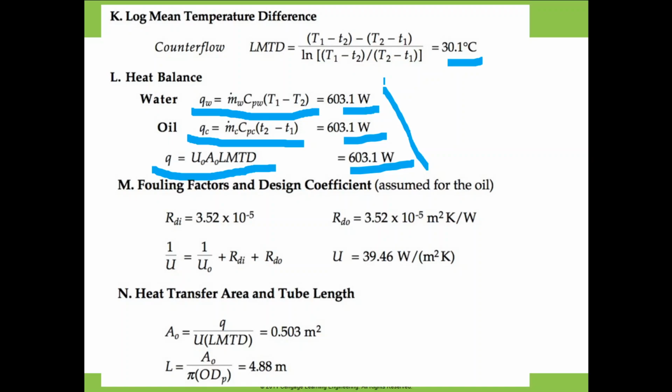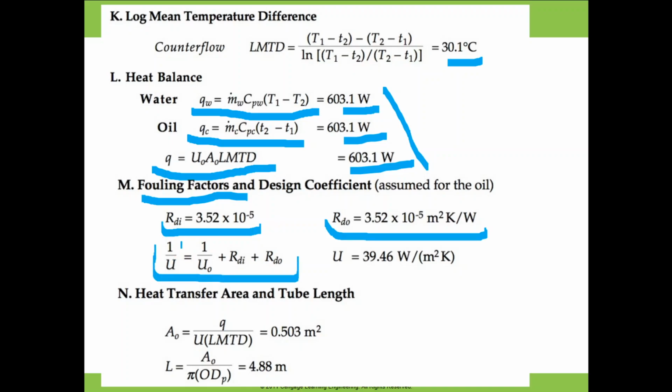Remember that until now we have not taken any fouling factor into account. If you take the fouling factor into account, then you have to find out the fouling factor for the inner side fluid from the table, and the fouling factor for the outside fluid. And then you have to find out the new overall heat transfer coefficient. So this was the old one, and then we take into account the fouling factors, and then we calculate the overall heat transfer coefficient now.